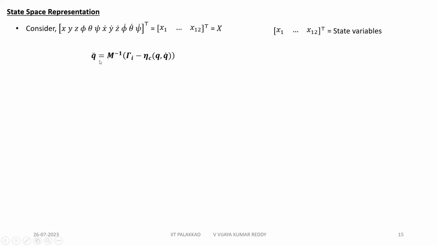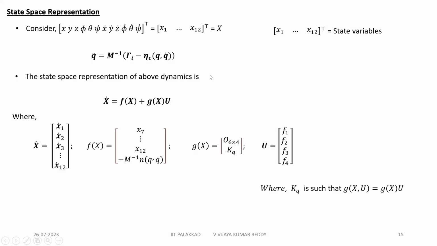Okay, but if you want to represent in state space representation, second order differential equations should be converted to first order differential equations. That means each second order differential equation should be converted to 2 first order differential equations. So for that, I'm taking some state variables x, y, z, phi, theta, psi. These are my states of the system and their velocities, total 12. I'm assuming them as x1 to x12. These are states, capital X.